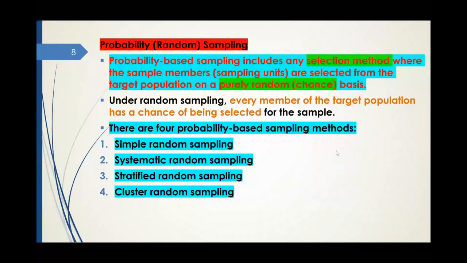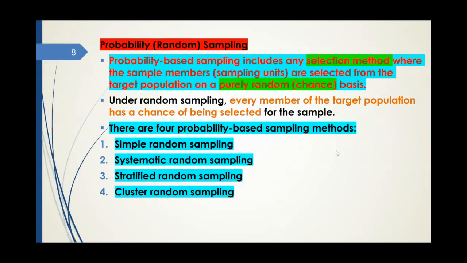Now they speak to probability sampling. Probability sampling includes any selection method where the sample members or sampling units are selected from the target population on a purely random, purely chance basis. Why do we like random sampling? Because everybody within the population has an opportunity to participate in the study. So it gives a fair representation of your population because anybody could have been selected. Under random sampling, every member of the target population has a chance of being selected. I swear these slides are reading my mind.